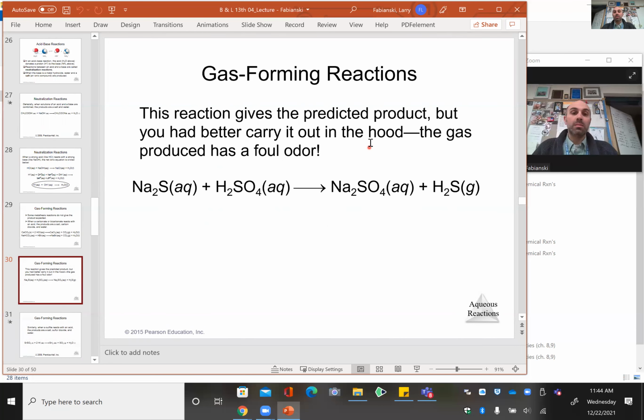This reaction gives the predicted product, but you have to carry this out in a hood because it does produce hydrogen sulfide. So sodium sulfide, when reacted with sulfuric acid, produces sodium sulfate plus hydrogen sulfide gas.